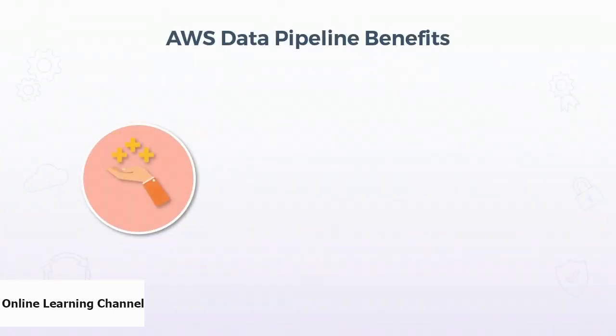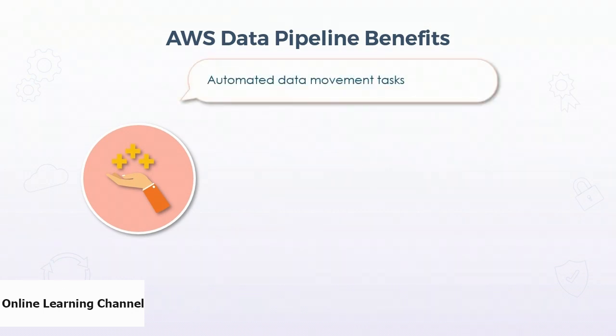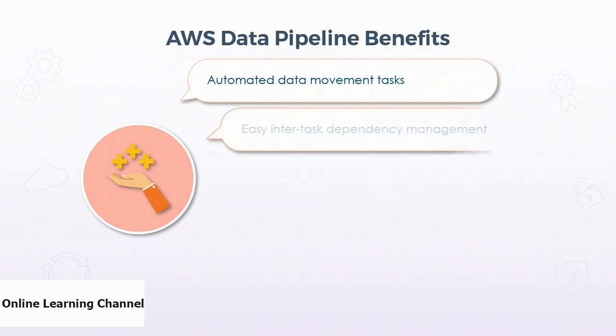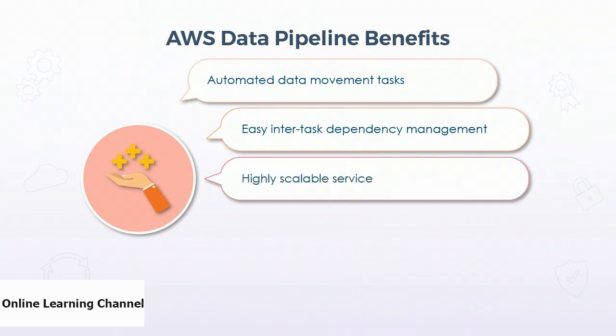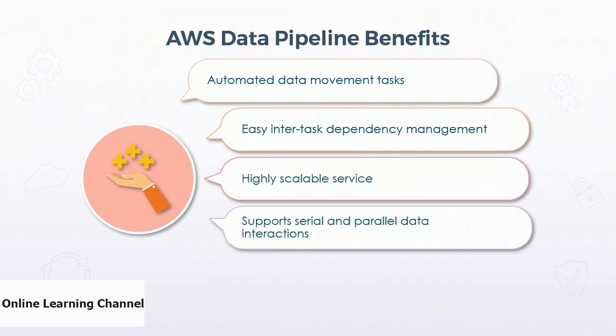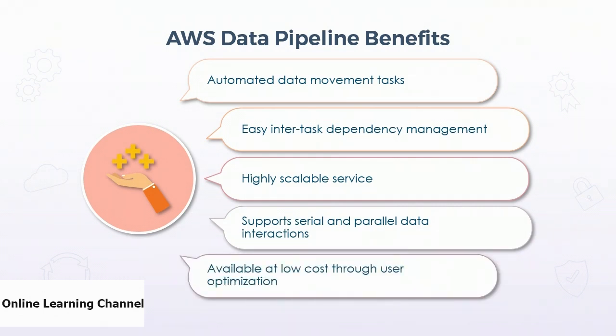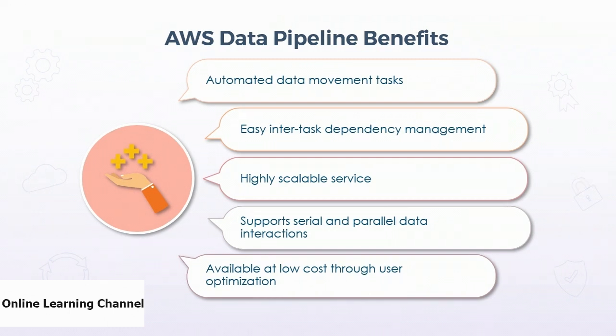Now, let us discuss some of the AWS Data Pipeline benefits. As AWS Data Pipeline allows users to create reliable and customized data pipelines, it also enables all data movement tasks to be automated. Therefore, it allows users to eliminate resources and easily manage any inter-task dependencies. It is highly scalable, allowing data interactions happening in series or parallel across single or multiple machines. Also, it is inexpensive to use and optimizes cost for users.